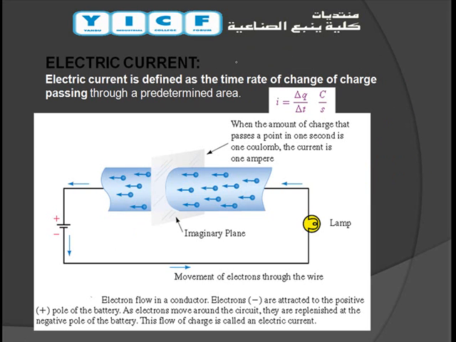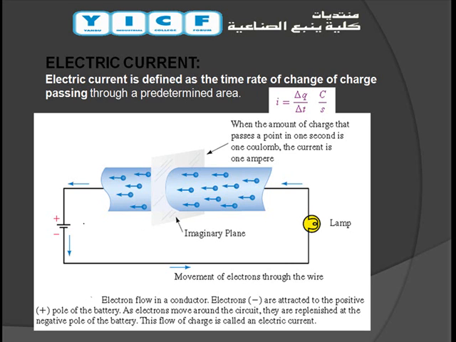So, after knowing what a charge is, we will begin with the electrical current. Electrical current is defined as the rate of change of charge with time. It is the time rate of change of charge passing through a predetermined area. It is measured in coulomb per second.